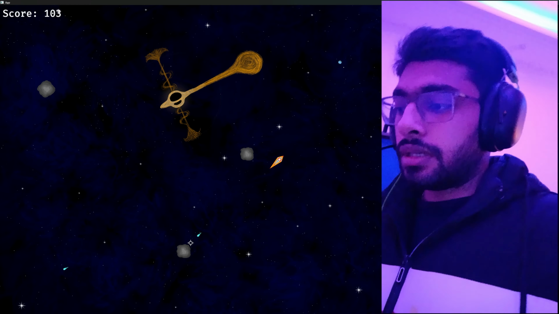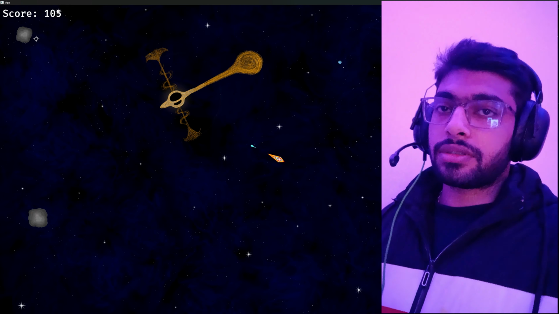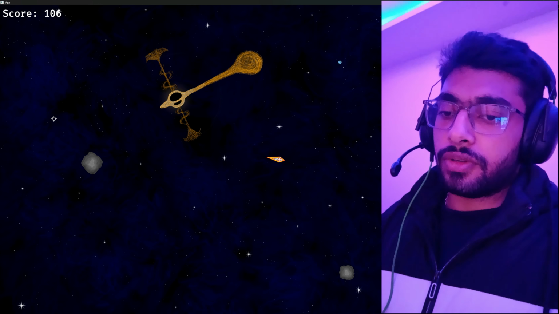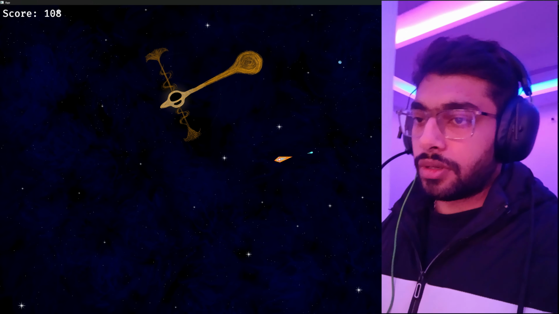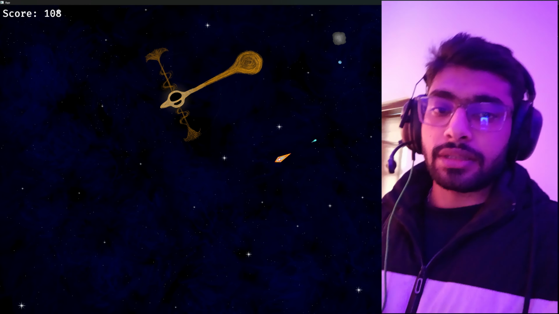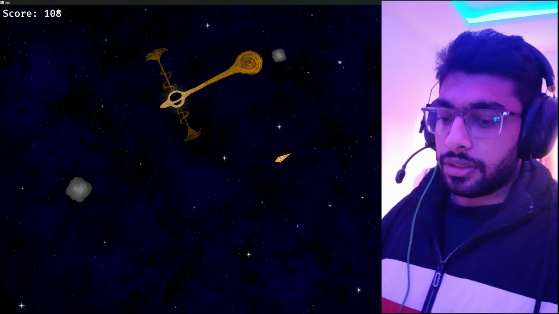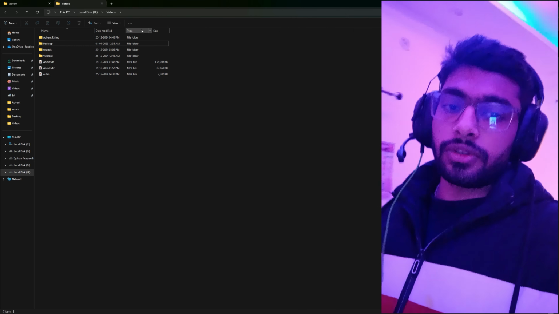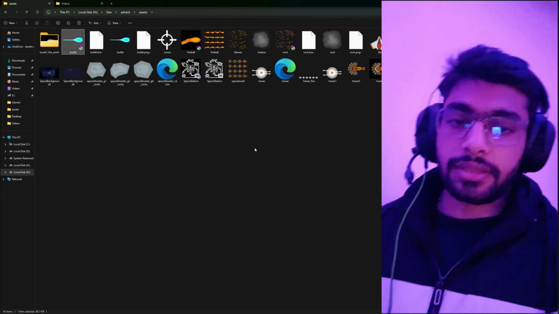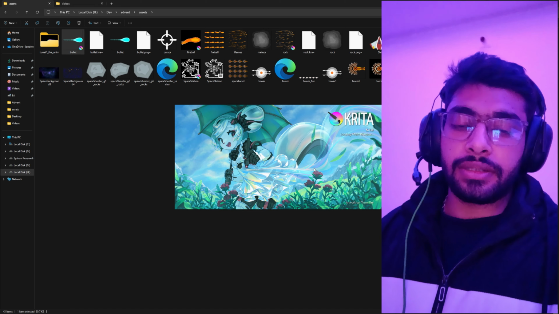So, three updates. First would be the physics logic for the bullet. Second is the new assets, new turret and new bullet. So new turret and new bullet are two new assets. Three updates done for the day.